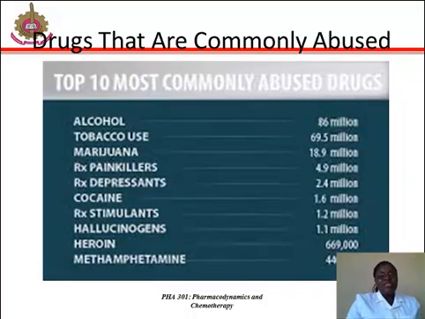Now let's look at drugs that are commonly abused. The most commonly abused drugs include alcohol, tobacco, marijuana, painkillers, antidepressant drugs, cocaine, stimulant drugs, hallucinogens, heroin, and methamphetamine.